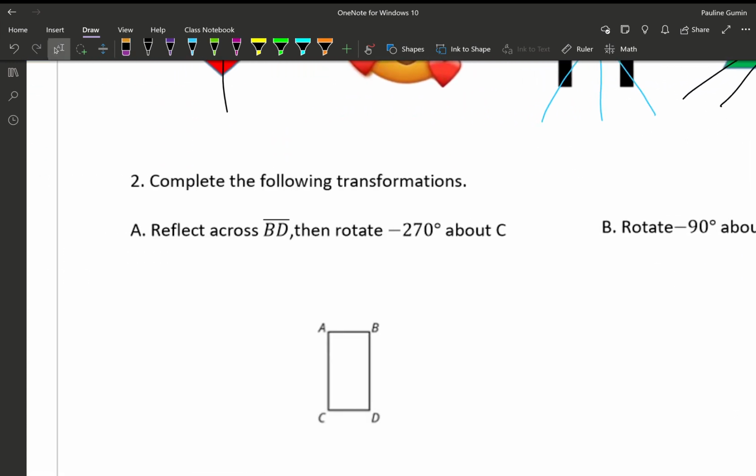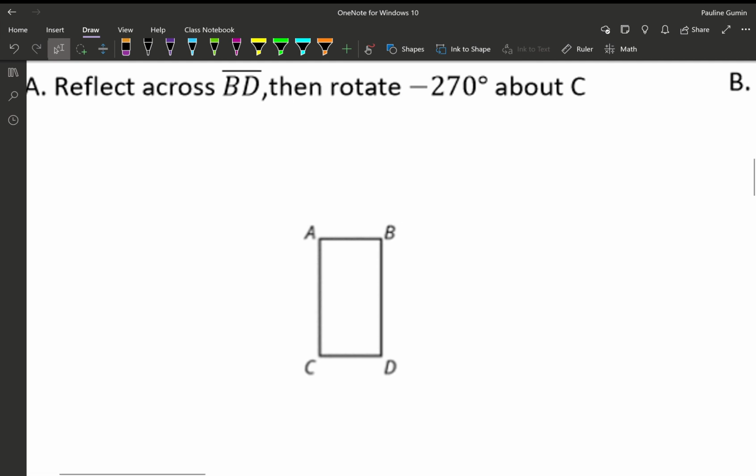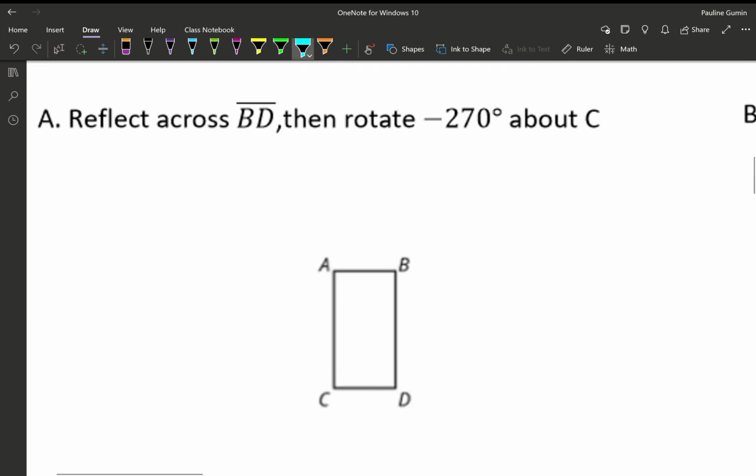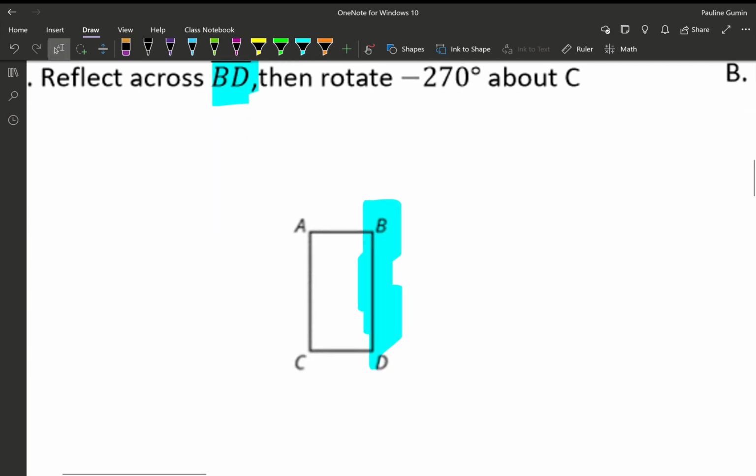In number 2, what we're going to do is complete some transformations. So we're going to actually do 2 transformations at once. So it's going to be a teensy bit messy, but that's fine. So the first thing we're going to do is reflect this image across the line BD. Now the line BD is right here. So to reflect right across that line, we're going to create a mirror image rectangle. This becomes B prime, A prime, C prime, D prime.